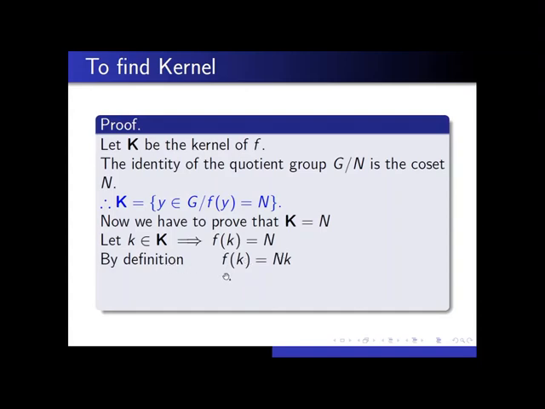But according to the definition, f of k equals to nk. f of k అనేది మనకు f of x is equal to nx కదా. కాబట్టి f of k is equal to nk అవుతుంది. సో ఇక్కడ n is equals to nk. k belongs to k అయితే f of k is equal to n అవుతుంది. ఎందుకంటే ఇక్కడ కెర్నెల్ లో ఉంది అంటే దాని ఇమేజ్ ఏమవుతుంది? ఐడెంటిటీ అవుతుంది. సో ఐడెంటిటీ అంటే ఏమి? n.